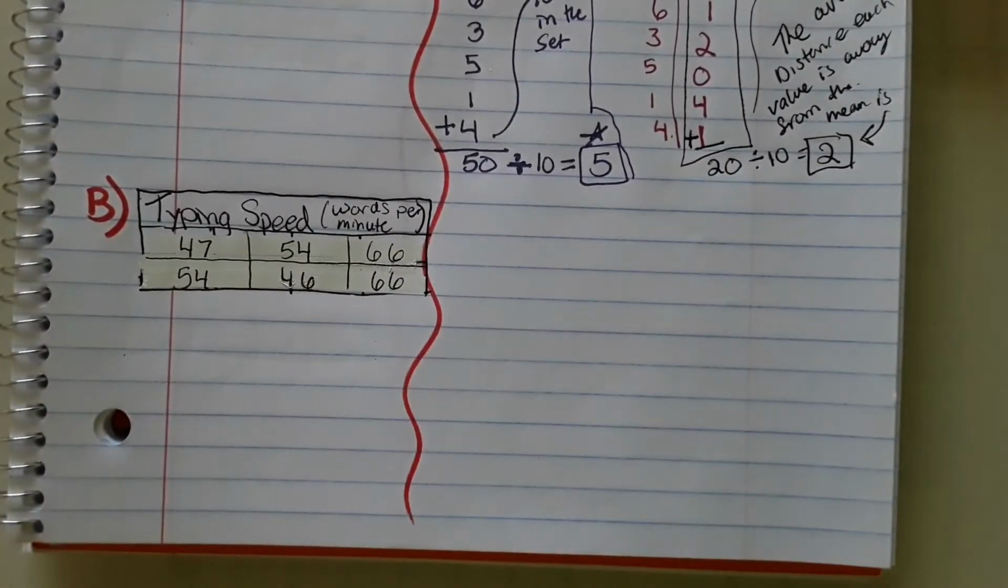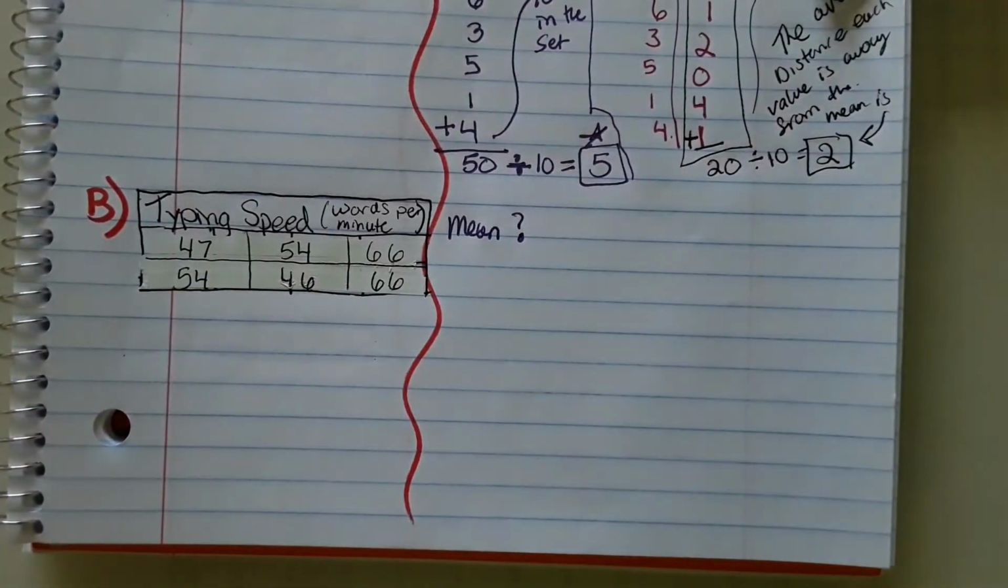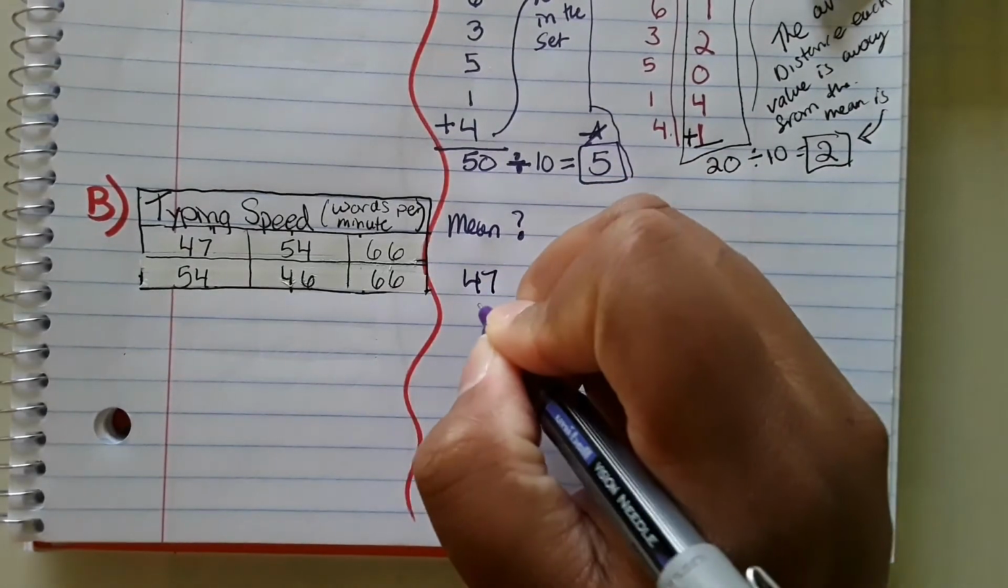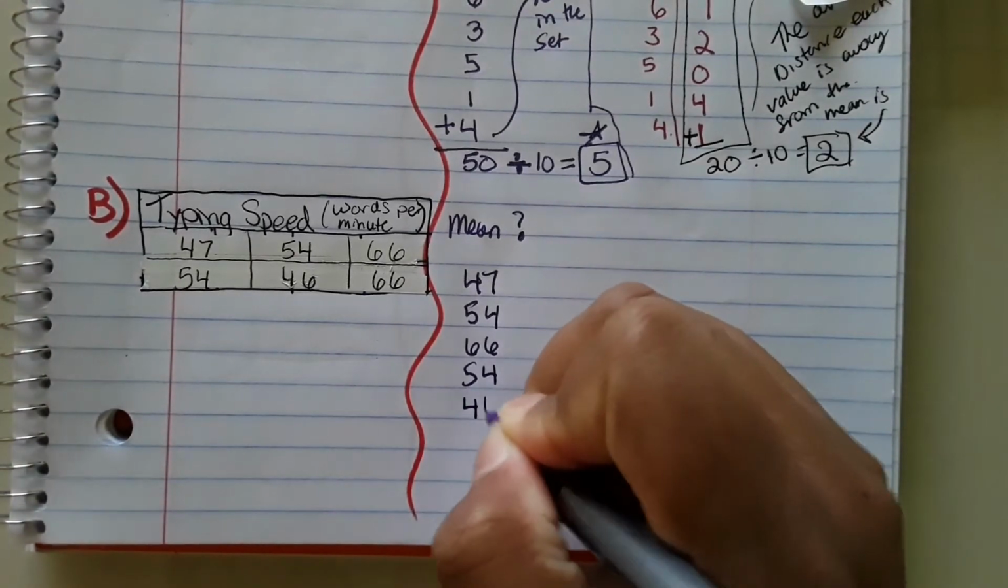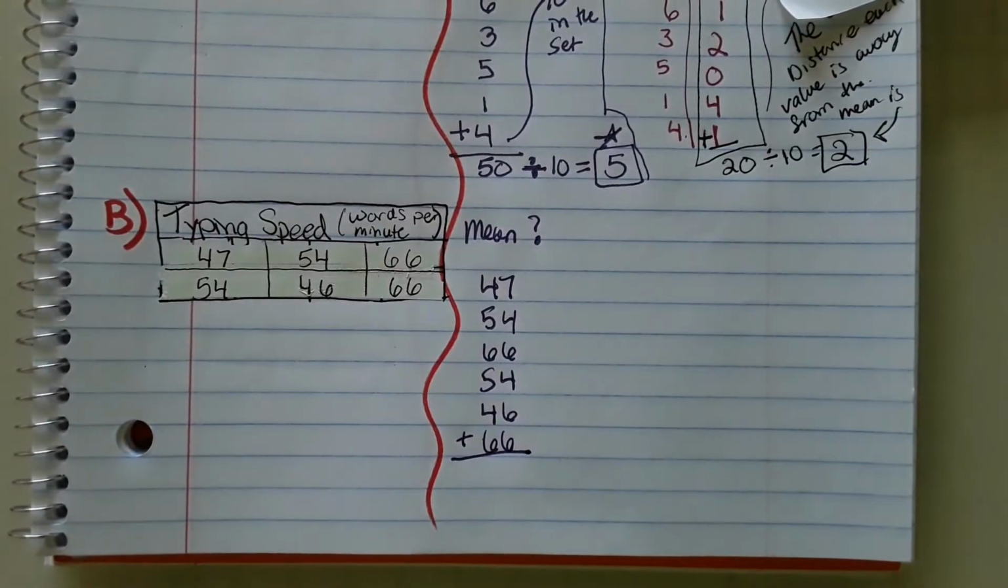All right, let's try that again now with typing speeds. So this is going to be in words per minute. So how many words were typed per minute? So we have 6 entries, so it would be 6 numbers. So again, starting with step 1, which would be just to find the mean, the number we're going to center everything around. So first step in finding the mean, we add together 47, 54, 66, 54, 46, and 66. So we add all of those up. Perfect time to use your calculator.